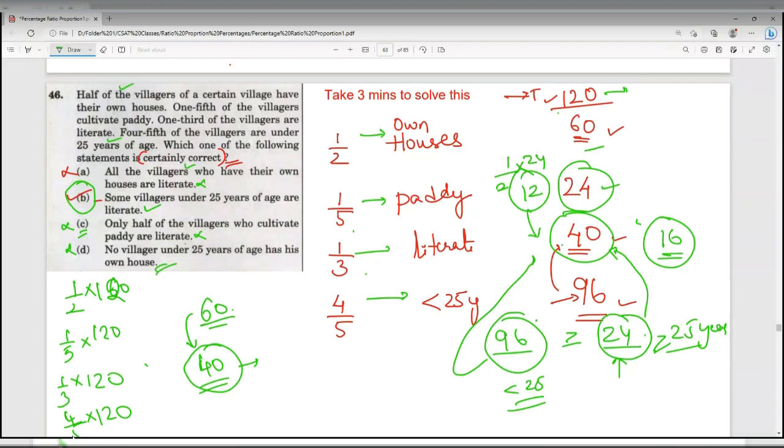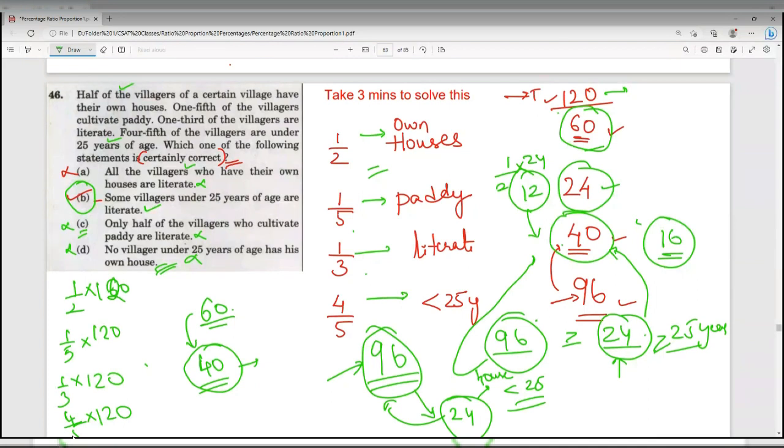And then they are saying no villager under 25 has his own house. There are 96 people, and they are saying nobody in this 96 has a house. The total number of people who have a house is 60, and the remaining group is 24 people. So this is wrong because even if all the 24 have houses, there has to be some number of people who are under 25 and still own a house. So clearly, no villager under 25 has his own house is wrong.